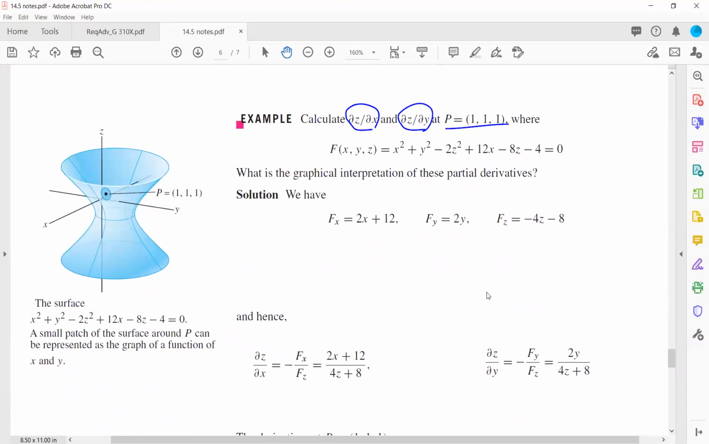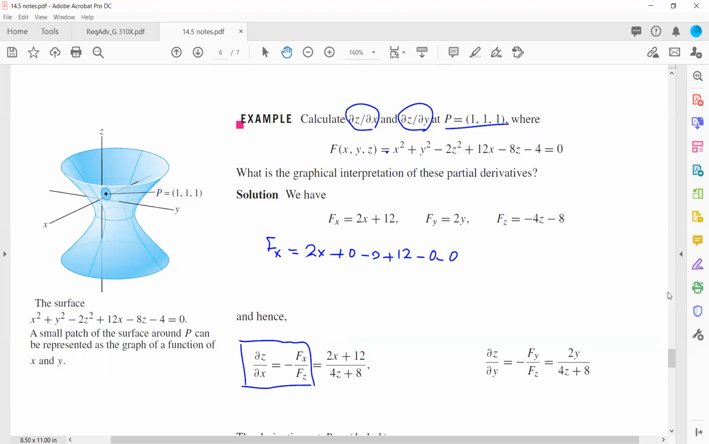The partial derivative of z with respect to x is equal to minus the partial derivative of f with respect to x divided by the partial derivative of f with respect to z. So f sub x, the partial derivative of f with respect to x, of x squared is 2x. This term is just y squared, the derivative with respect to x is 0. This term has only z in it, the derivative is going to be 0. So let me write this here for you. f sub x is 2x plus 0 minus 0 plus 12 minus 0 minus 0, which is 2x plus 12.